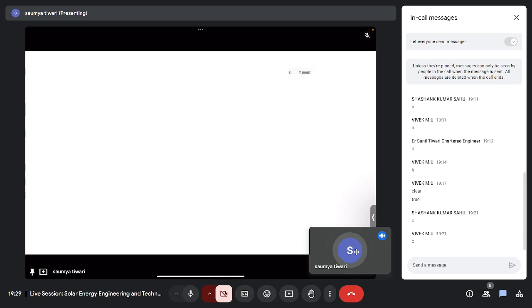This is also a quick question: the hour angle is a measure of time of day with respect to solar noon. Is it true or false?